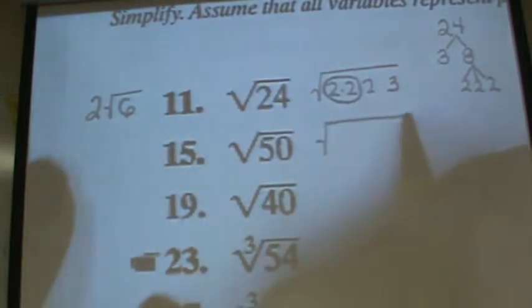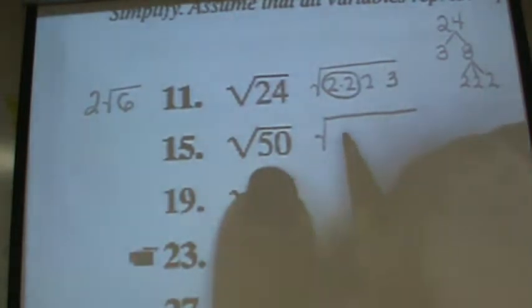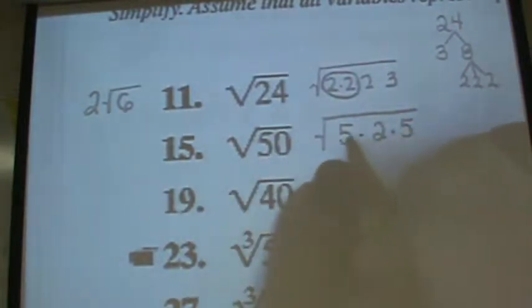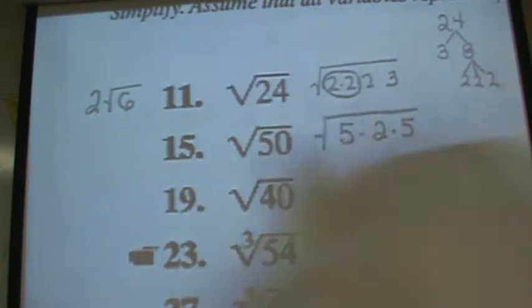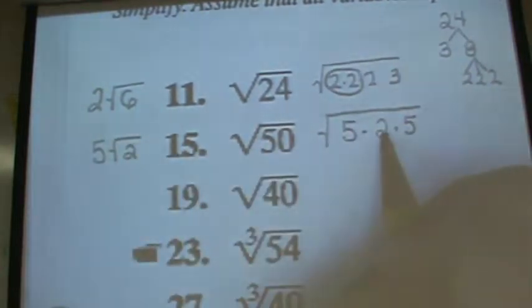So I'm going to go a little quicker here. 50 is 5 times 10. So 5, and then 10 is 2 times 5. So we have a pair of 5s. So the 5 comes out and then the 2 stays.